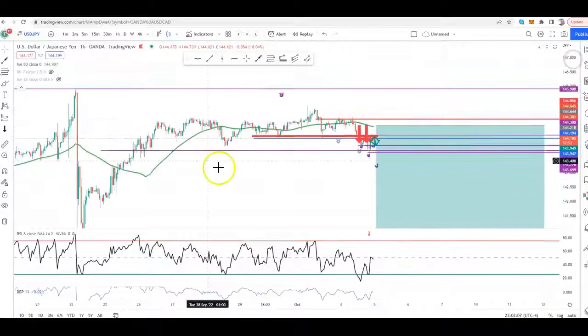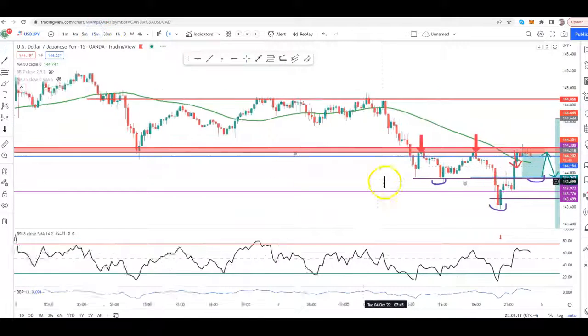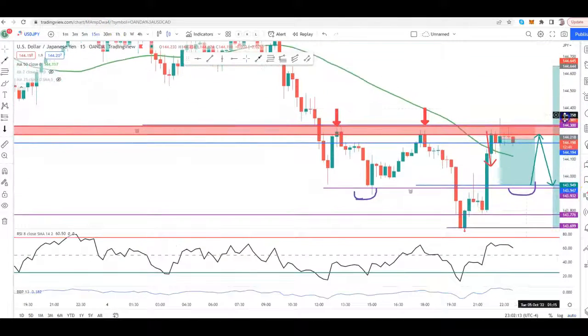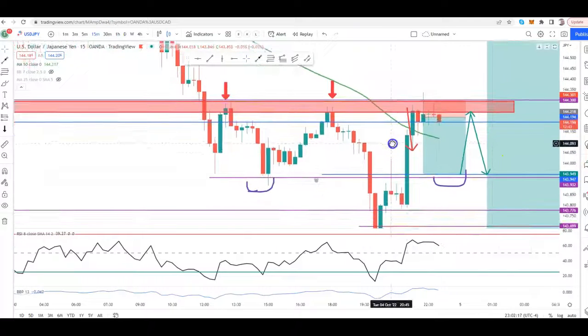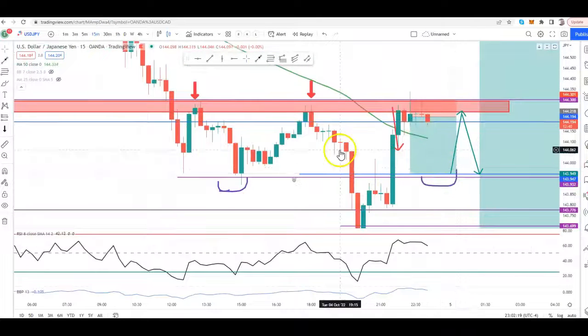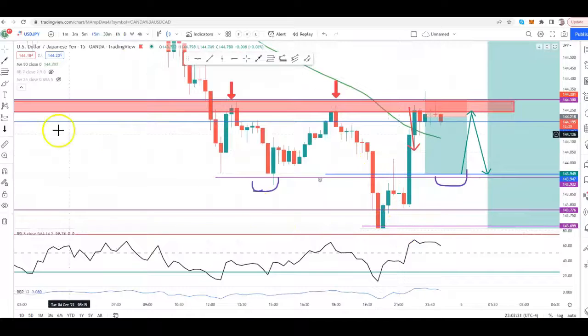Now with that said, I'm going to zoom in on the lower time frames to share with you guys what I'm seeing and what I think could potentially happen with USD JPY. Now will it happen? I'm not sure, but based off what I'm seeing, I'm liking what I'm seeing.